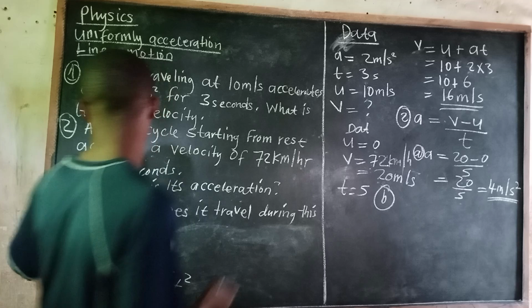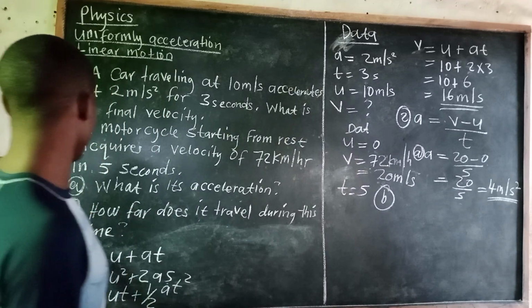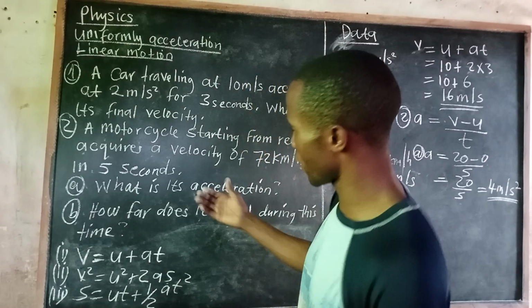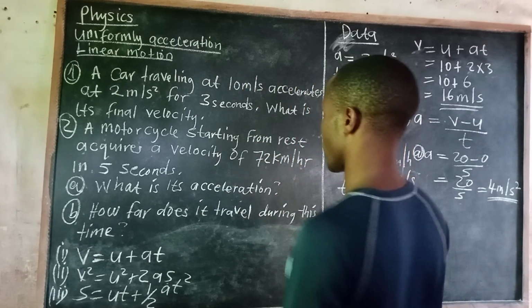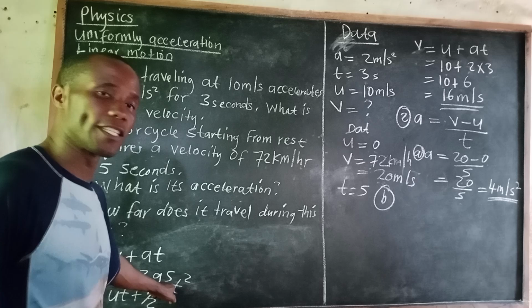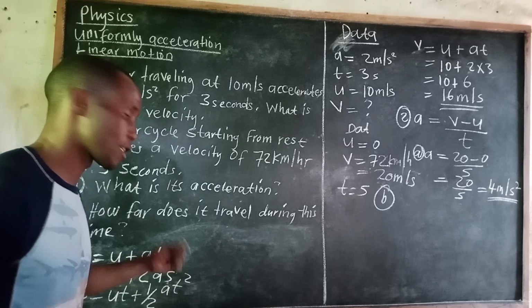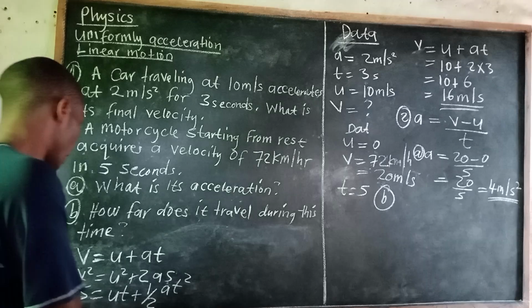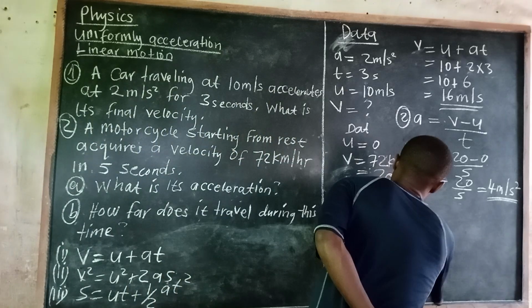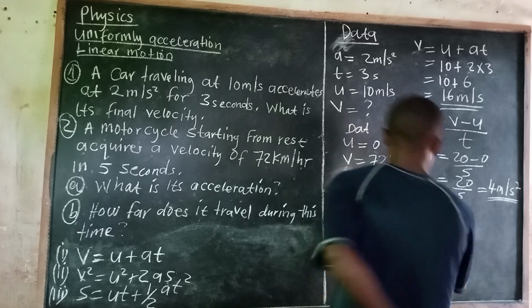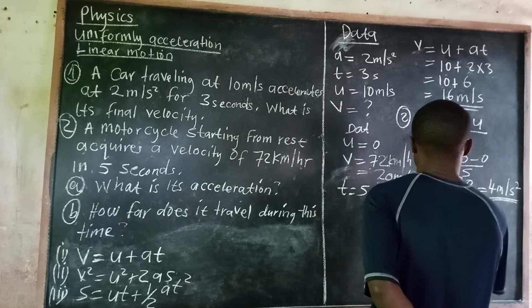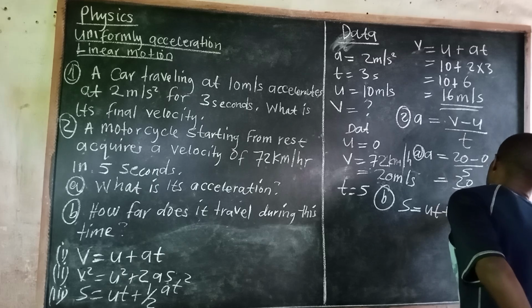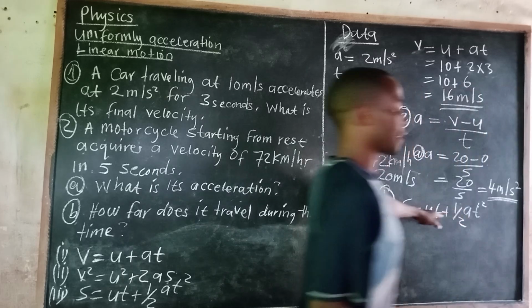The data is already corrected there. They are asking how far it travels during this time. So how far, that is distance or displacement. We get back to the formulas. Which one can we use? It's better we go directly to the one where S is already the subject. So S is equal to initial velocity times time, plus half acceleration times time squared. That is the one we are going to use.